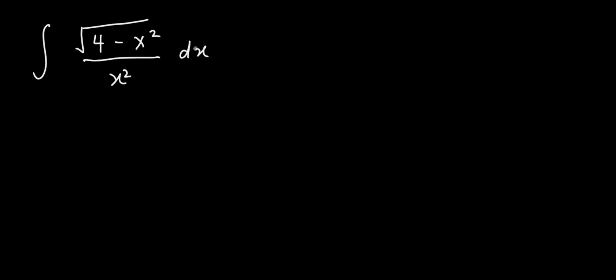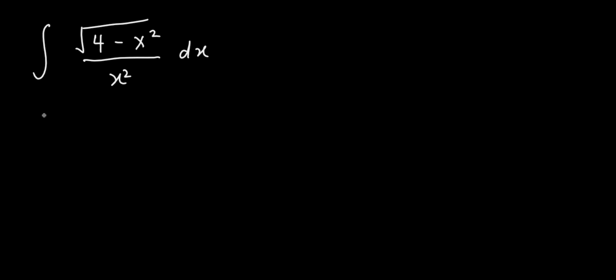In this video, I'm going to show you how you can integrate using trigonometric substitution. So let's say we have the integral of the square root of 4 minus x squared over x squared dx. So how do we solve this?